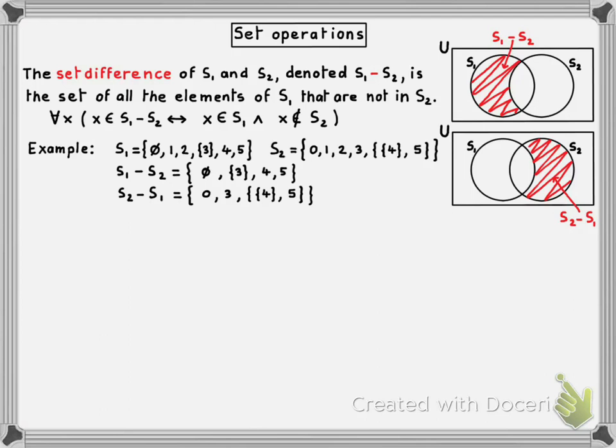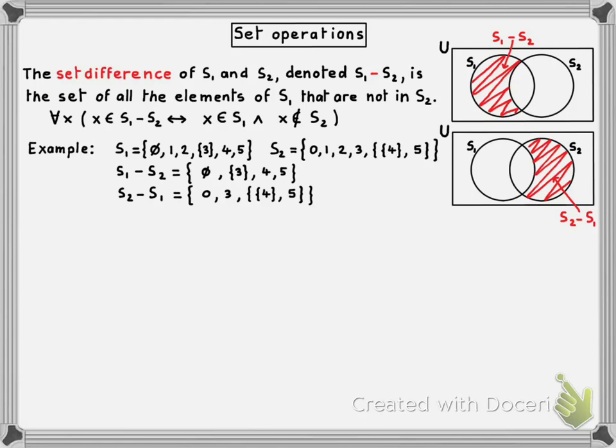So the situation is to be contrasted with the earlier set operations we defined, namely union and intersection. The union of S1 and S2 is the same as the union of S2 and S1, and the same holds for intersection. In other words, the order of the operands of intersection and union does not matter, whereas for set difference, the order of the two sets does matter.